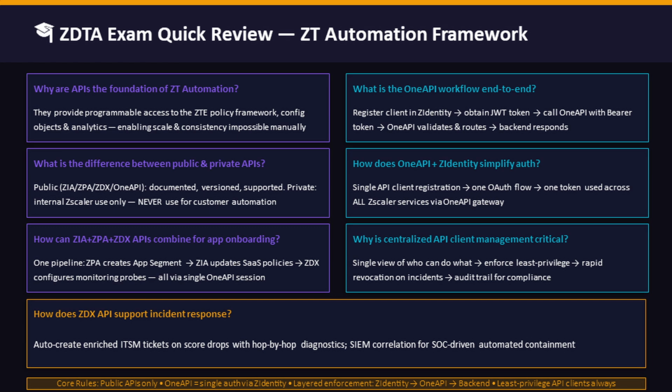The 3 core rules to carry into your exam. Public APIs only, never private. One API means one credential via zIdentity for all services. And enforcement is layered. zIdentity at the identity layer, One API at the API layer, and the backend service at the product layer. No automation can bypass this stack.